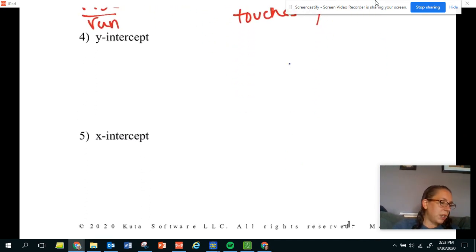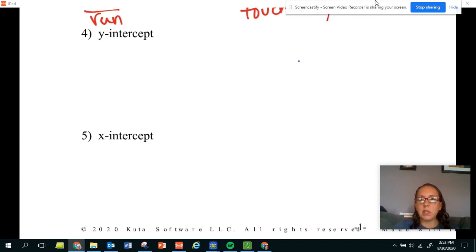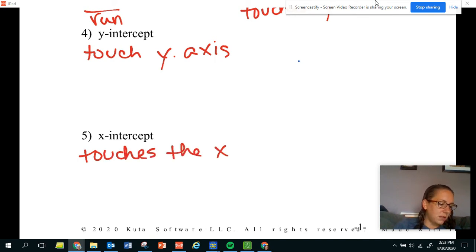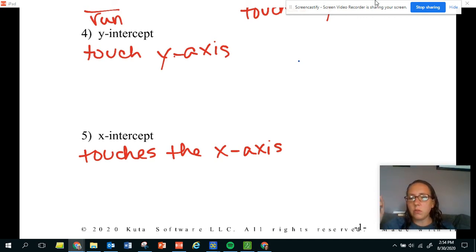Now, the two main things that we're going to focus on, aside from obviously graphs of lines, are going to be the intercepts. So we've already said that the y-intercept is where you touch the y-axis. So, it should be pretty obvious that the x-intercept is where it touches the x-axis. And if you're looking at a graph, you can literally just find the point where that happens, just like, boom, there it is.